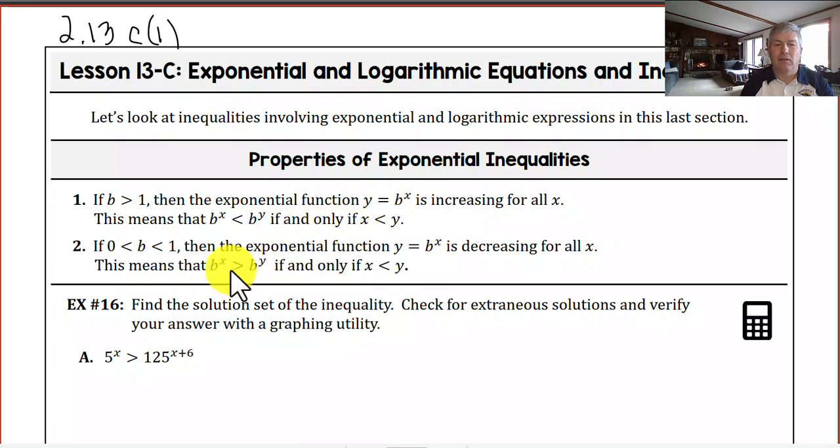if and only if x is less than y. So notice here, when we have a fraction like 1/2 or 3/4 as our base, these are the opposite inequalities. b to the x is greater than b to the y if and only if x is less than y. And in 1, they're the same. So let's continue on and we'll look at sample 16.